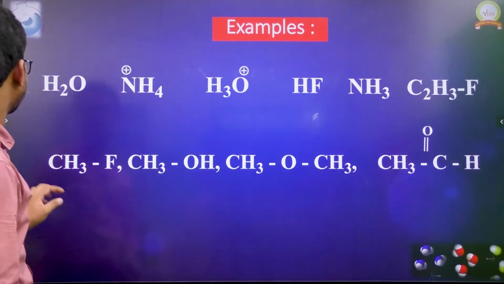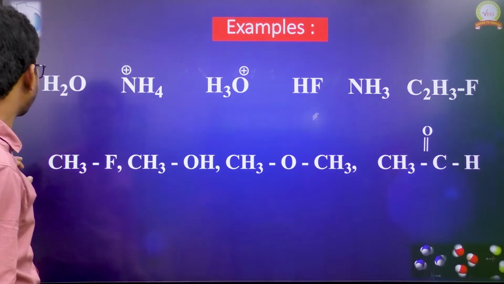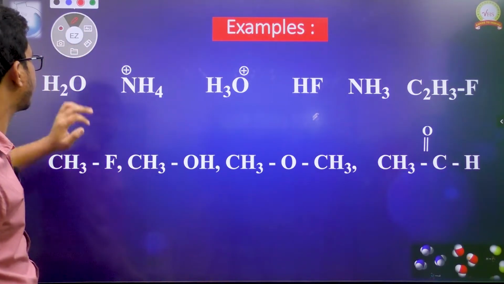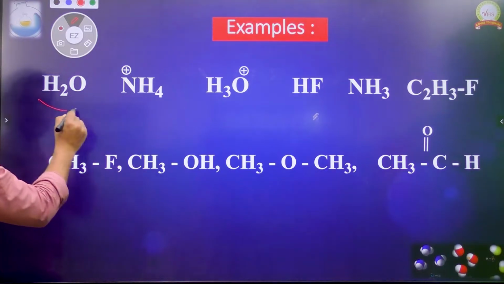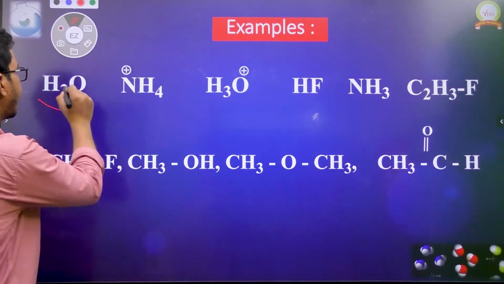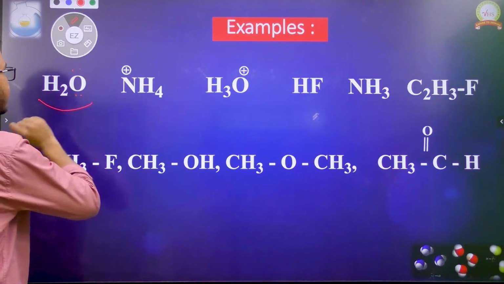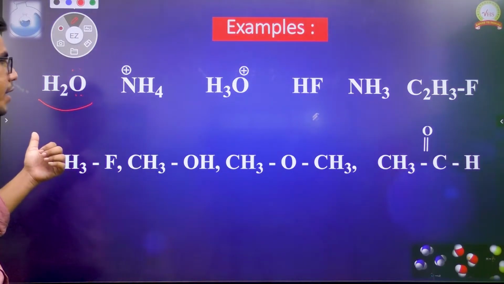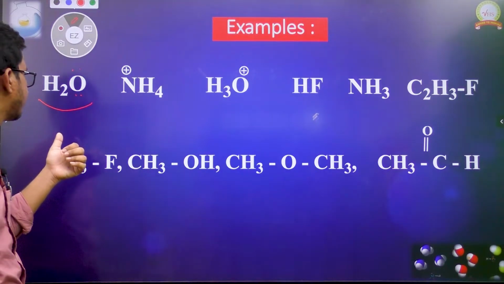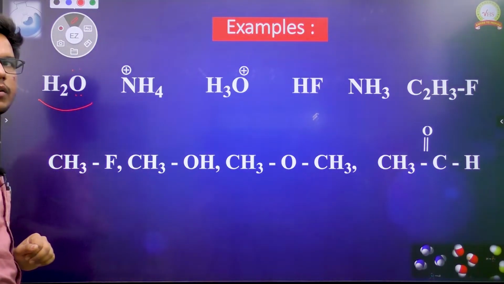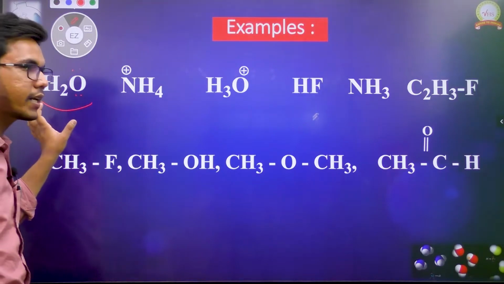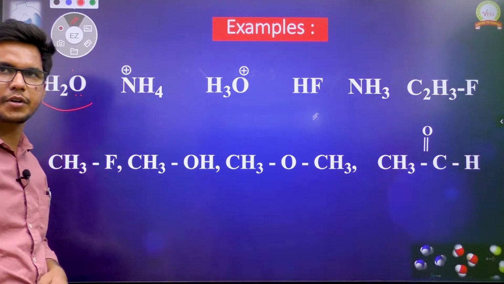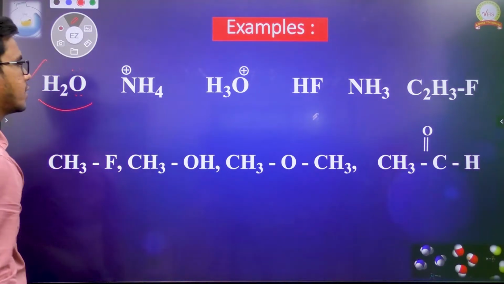Let us see some examples in which hydrogen bonding is possible. Now we have H2O here. In H2O we have 2 lone pairs and 2 bond pairs with the hydrogen, right? We know this hydrogen acts as the donor unit in the water molecule and the lone pair acts as the acceptor unit. Since water contains both donor and acceptor units, hydrogen bonding is possible in water.